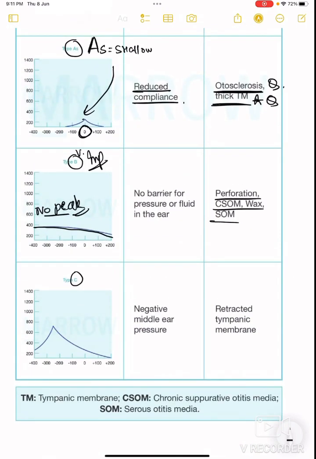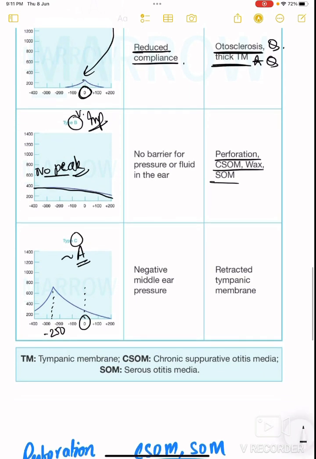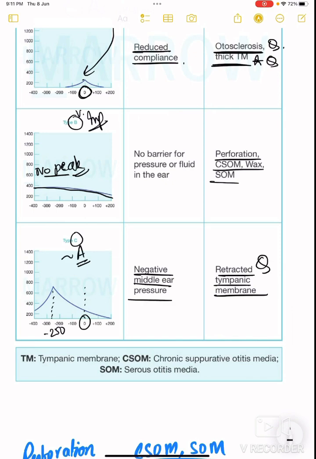Now coming to C type of graph. In C type of graph, the important part is it is just like A type of graph, which is the normal graph, except the peak is somewhere at minus 250, not at 0. It means that the tympanic membrane is already at a negative pressure. Okay, it is retracting, everything is fine, everything is normal, but it is already at a negative tympanic membrane pressure. So where will you see a retracted tympanic membrane, and what is the disease? Negative middle ear pressure. Okay, so that's it.